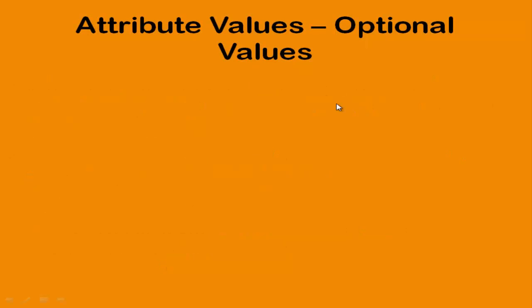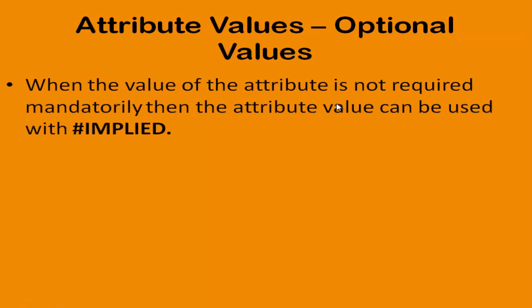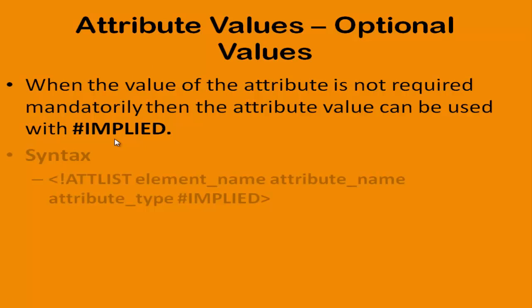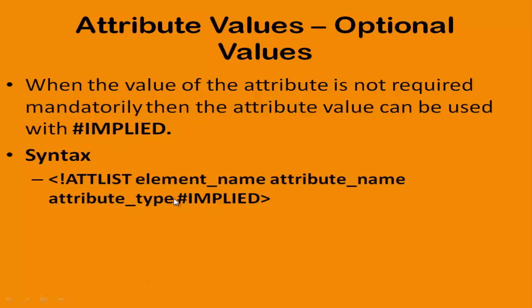The next one will be about optional values. As the name itself states, and we have also used it before in our previous programs, when the value of the attribute is not required mandatorily, it is not necessary, then we have to declare it with the particular notation #implied. And the syntax is just like this.